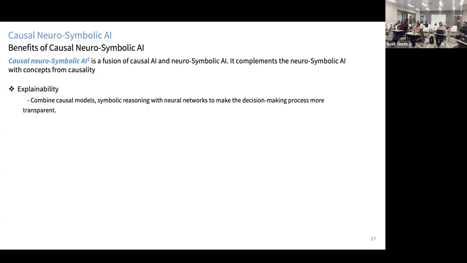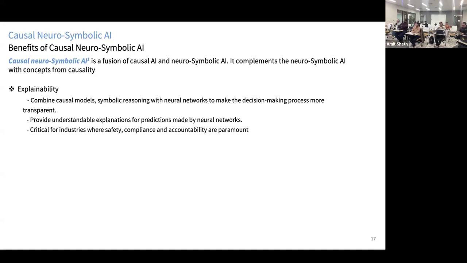So now you know that if a relation exists where A causes B, it's already embedded in the logic. And if your neural network is giving a result, you can easily go back, trace, and explain why there is a higher probability or higher feature between A and B. It provides an understandable explanation for predictions made by the neural network. It is extremely critical for industrial use cases where safety, compliance, and accountability are extremely important.